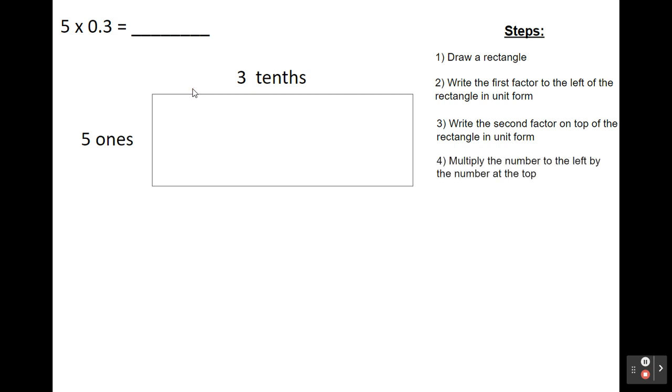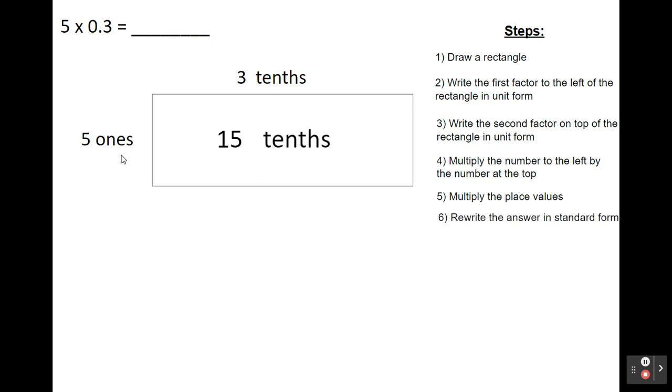Next, we're going to multiply the number to the left of the rectangle, the 5, by the number that's on top of the rectangle, 3. So 5 times 3 is 15. Now we're going to multiply the place values. So we're going to multiply ones times tenths. Well, remember, whenever we multiply by ones, it's always the other number we're multiplying by. So ones times tenths is tenths.